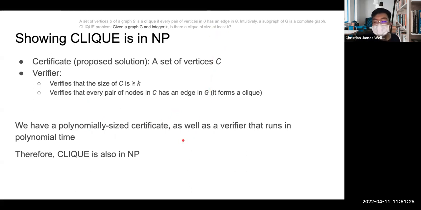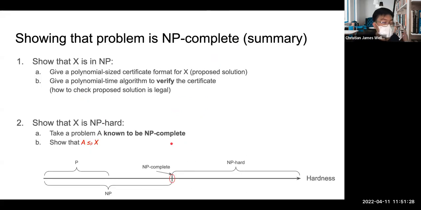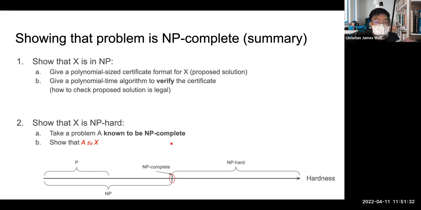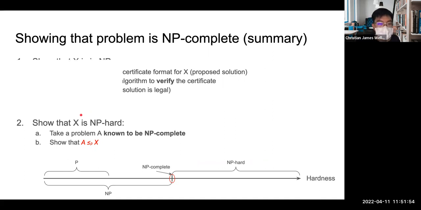As a summary, that really is the end of the question. To show that a problem is NP-complete, you have to show two things. First, show that it's in NP, and second, show that it's NP-hard by doing the reduction. Typically, showing that X is NP-hard is the harder thing to do. It's the less trivial part, and a lot of people might find it more difficult. So this is how to show a problem is NP-complete.